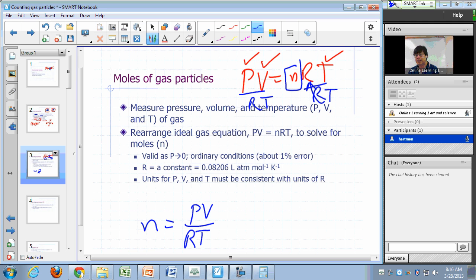And like I said, this equation is, strictly speaking, valid in the limit of low pressure. Under typical ordinary conditions, you might be in error by no more than 1%. So it's a good equation to use.